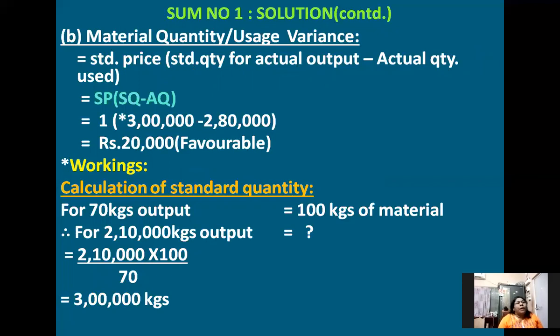Whether the problem has the information or we need to calculate it, we need to look into the problem. In each and every question, the standard quantity for actual output is available in the problem. In the outer column we have the standard price. So whenever you calculate the usage or quantity variance, within the brackets you have the standard quantity minus the actual quantity, and then you multiply with the standard price. Here the standard quantity for actual output is not available directly in the problem. We need to calculate it, but the actual quantity used is given.